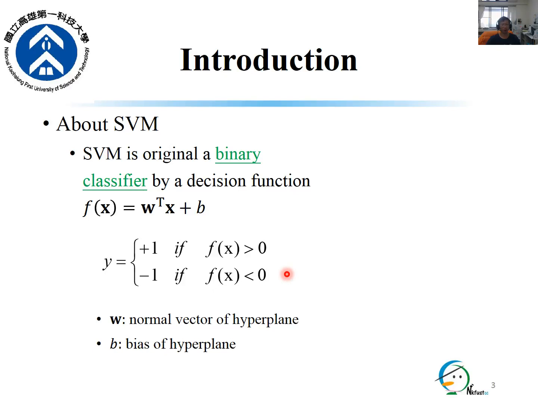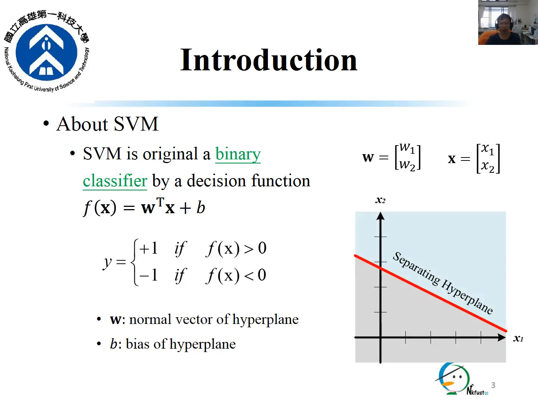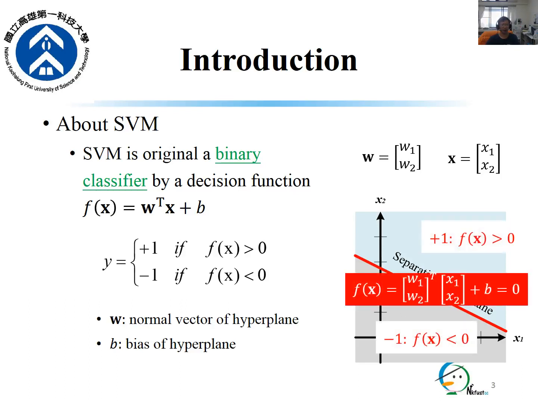From a geometrical perspective, f of x equal to 0 can be considered as a hyperplane, where w and b are the normal vector and the bias of the hyperplane. For a two-dimensional example, the hyperplane for separating the two classes can be expressed in this form. The points in the light blue and the gray regions have class labels +1 and -1 respectively.